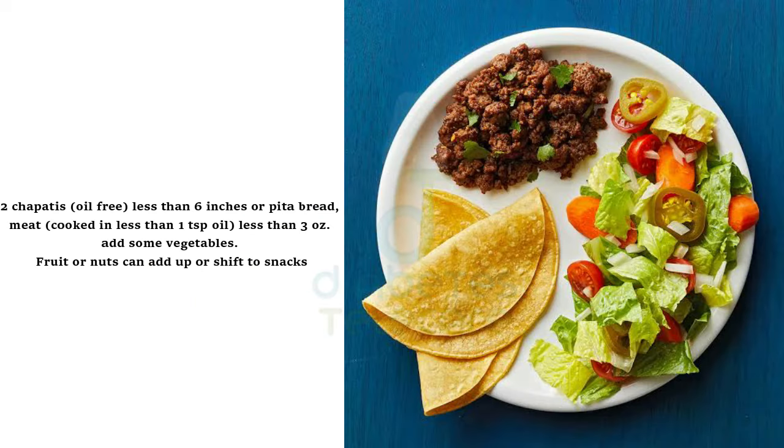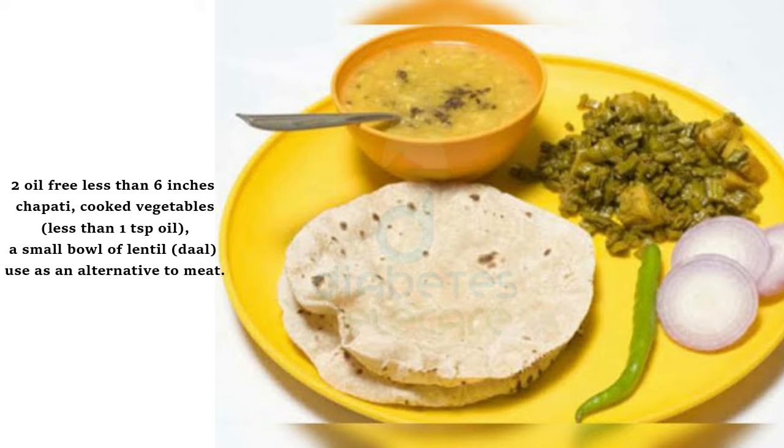2 chapatis, oil-free, less than 6 inches, or pita bread, meat cooked in less than 1 teaspoon oil, less than 3 ounces. Add some vegetables. Fruit or nuts can add up or shift to snacks. 2 oil-free chapatis, less than 6 inches, cooked vegetables in less than 1 teaspoon oil, a small bowl of lentil dal, used as an alternative to meat.